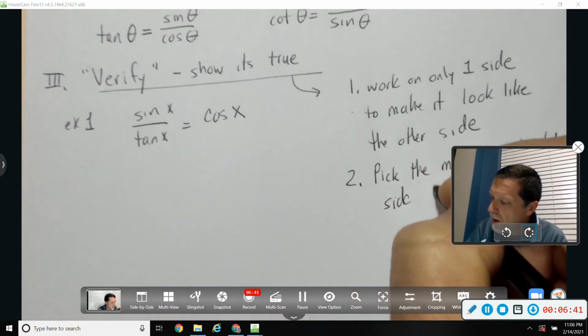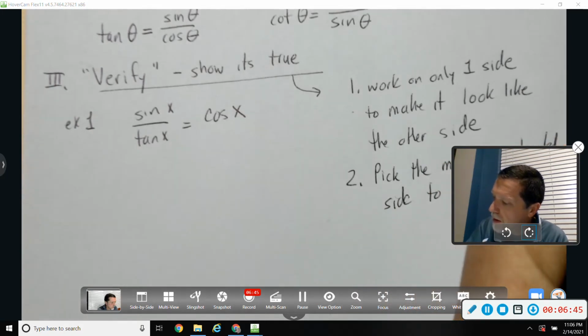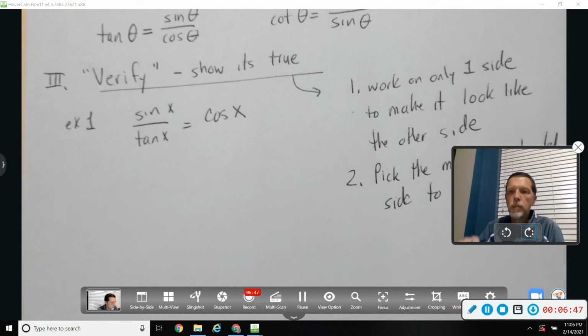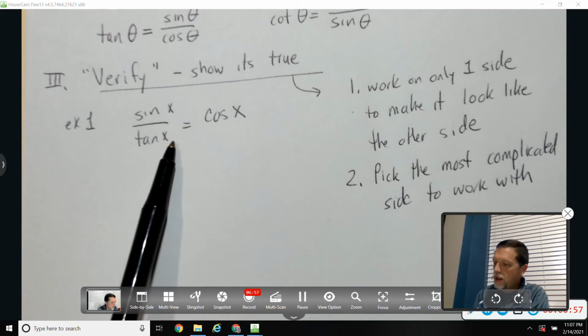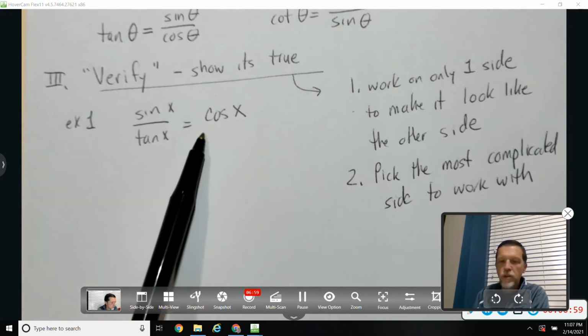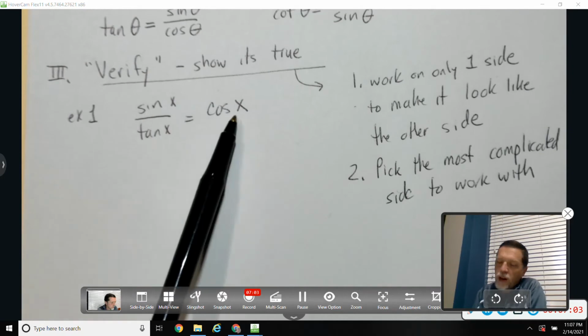Pick the most complicated side to work with or on, because it's easier to simplify a side than to sort of expand a side. So just looking at example 1. Even if it's our very first one, cosine seems pretty simple. Sine over tangent is not that difficult, but it's more complicated than cosine.